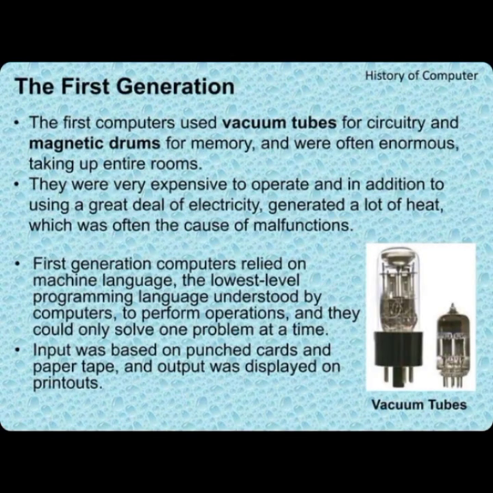The first generation. The first computers used vacuum tubes for circuitry and magnetic drums for memory and were often enormous, taking up entire rooms. They were very expensive to operate, and in addition to using a great deal of electricity, generated a lot of heat, which was often the cause of malfunctions. First generation computers relied on machine language, the lowest level programming language understood by computers, to perform operations, and they could only solve one problem at a time. Input was based on punch cards and paper tape, and output was displayed on printouts.